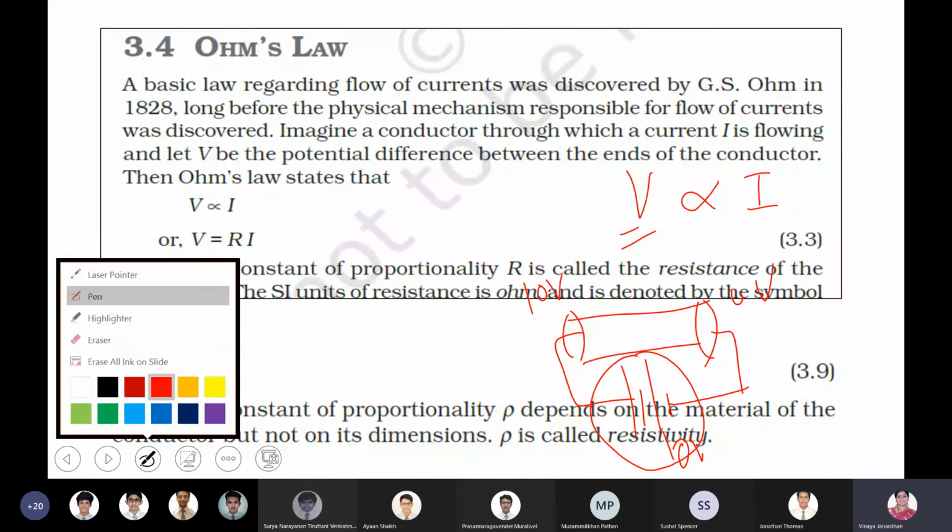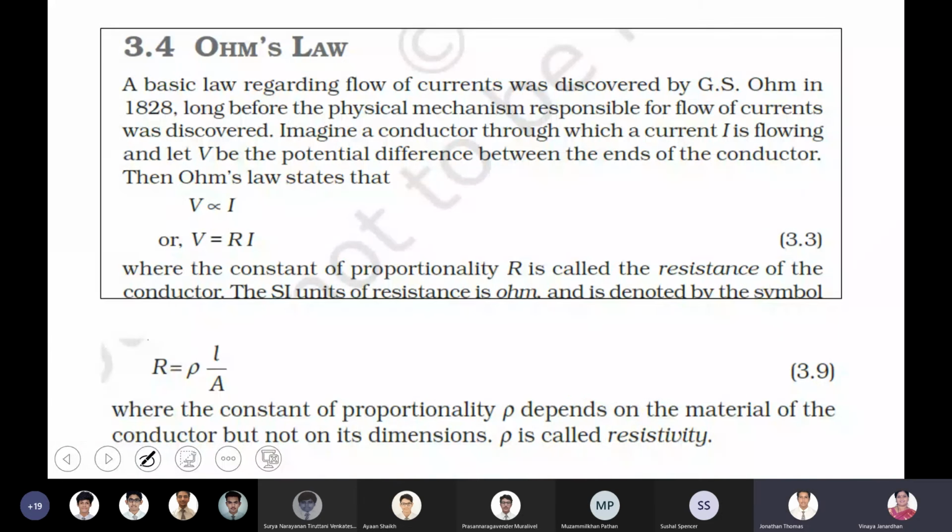Is that clear, boys? Ma'am, does the positive end have more potential? Negative end will be at low potential. Positive end will be at a high potential. So just write Ohm's law, boys. The current I flowing: Ohm's law states that the potential difference across a conductor V is directly proportional to I, or V is equal to, now what do you mean by constant of proportionality? V is equal to R into I.